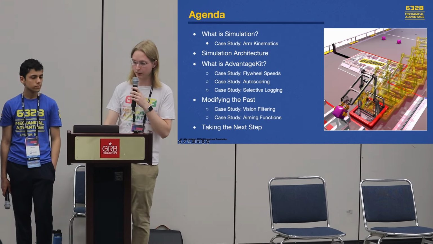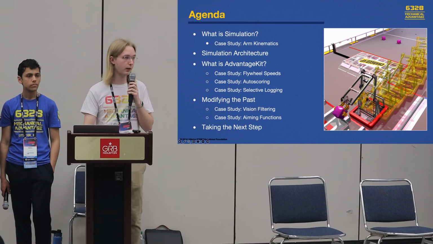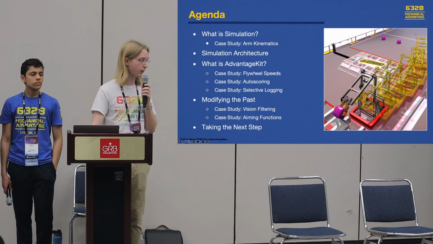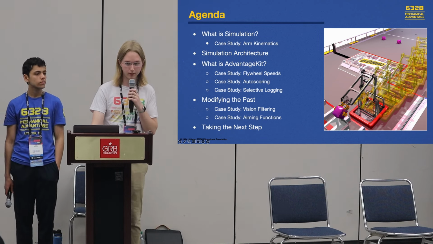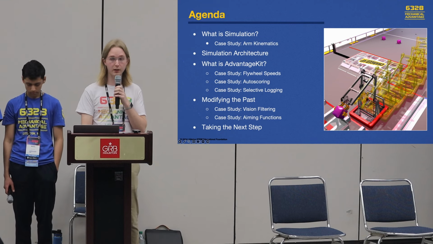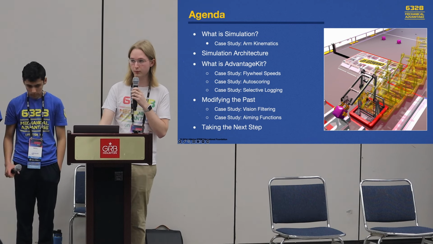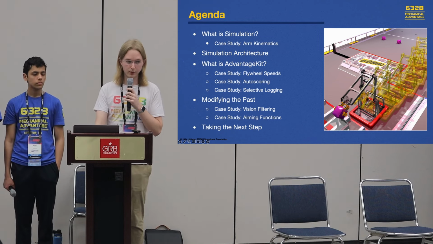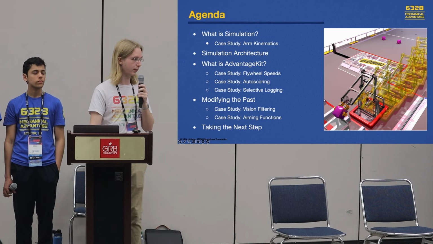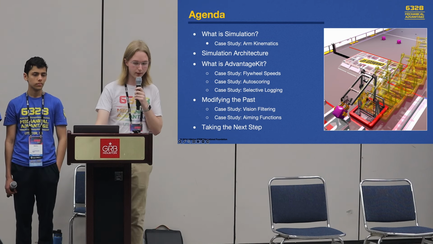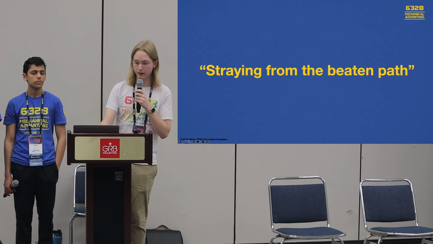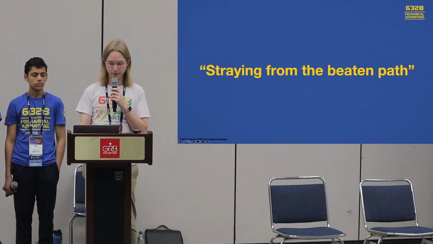So here's what we're going to be talking about today. We'll start off by looking at what is simulation and go through some different simulation architectures. We'll talk about what AdvantageKit is and go through several case studies of that. We'll talk about modifying the past and what that means, go through a few more case studies, and then we'll talk about taking the next step.